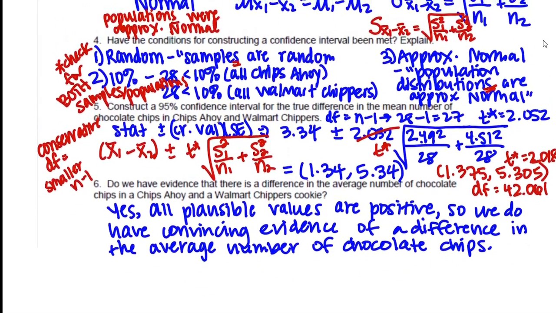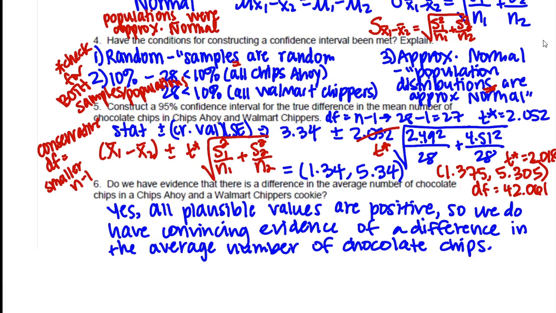Okay, so last thing, number 6. Let's just debrief this again. We've talked about it before, but I do want to show you kind of an easy way to remember this. All plausible values are positive according to our interval. So we do have evidence of a difference, and not only do we have evidence of a difference, we have evidence that Chips Ahoy have, on average, more chips than Walmart chippers.